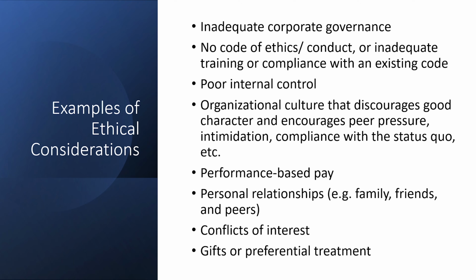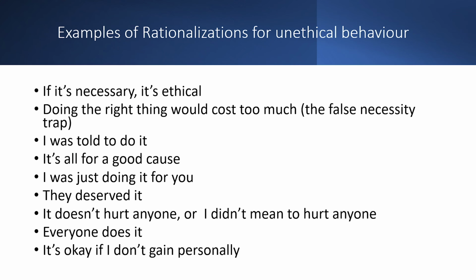So just picking out a couple of these examples, there's inadequate corporate governance. We spoke about tone at the top. There's poor internal control, performance-based pay, which kind of gives that incentive, personal relationships, and gifts of preferential treatment. Examples of rationalizations for unethical behavior. In order for unethical behavior to occur, there has to be a rationalization for the action. Let's discuss some common rationalizations.